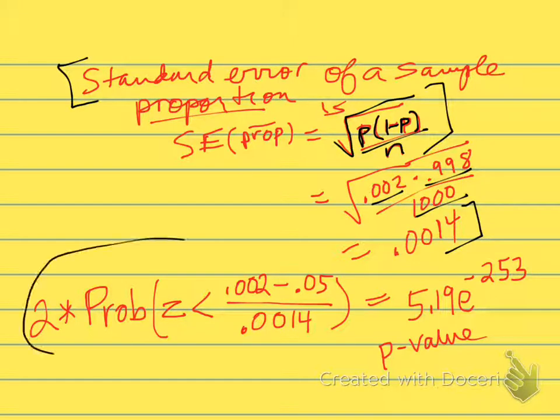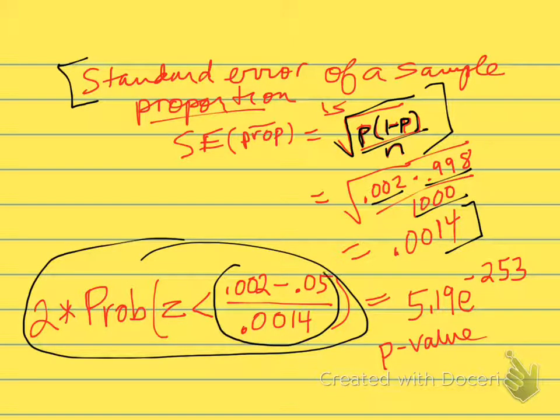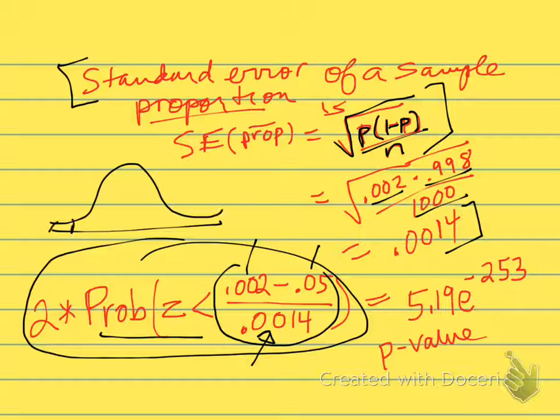So then we calculate our probability. So this number here, 0.002 minus 0.05, this is our null hypothesis, this is our actual sample proportion, and this is the standard error of our sample proportion. So that follows the standard normal distribution. So we want to find, well, what's the probability that we get a random variable that's less than that, right? So the probability that it'd be in this tail, and then we multiply that by 2 to get this tail. So that's why we have the 2 here.